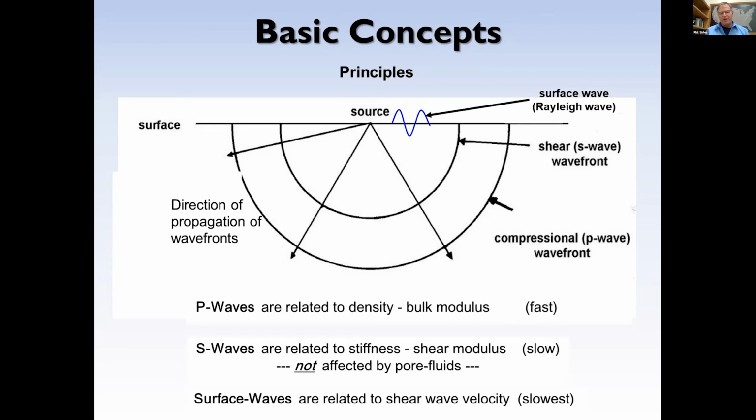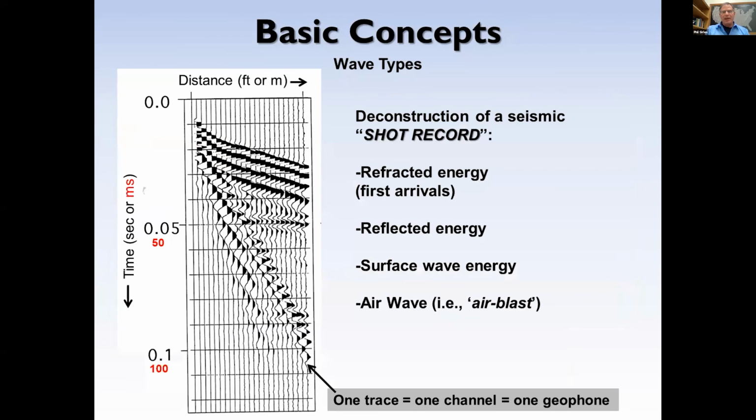so it's not impacted by the pore fluids. That'll be important later when we start thinking about how to measure things in saturated soil conditions. But in essence, the P waves are the fastest, S waves are next, and then the surface waves. And where that comes into play is if I try to help deconstruct just a shot record. This is what we acquire when we hit the ground, in this case, just 24 channels. You can have many, many, many channels involved.